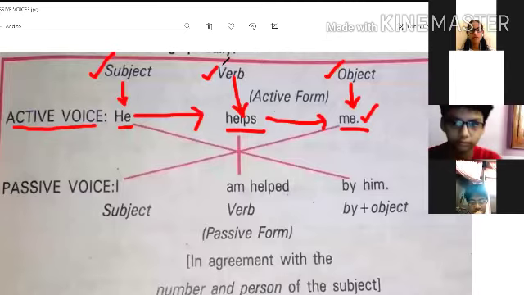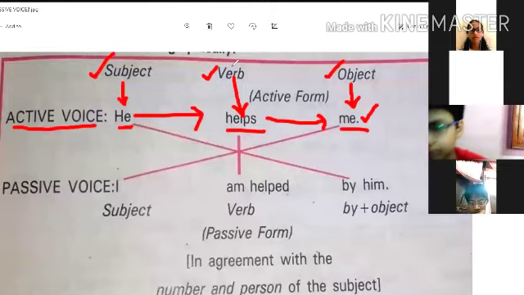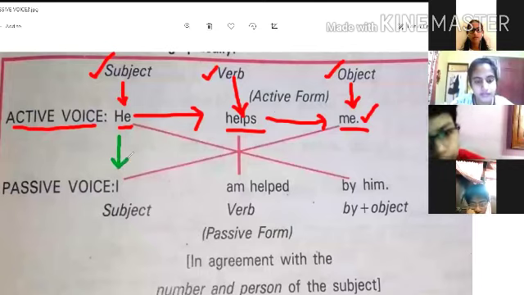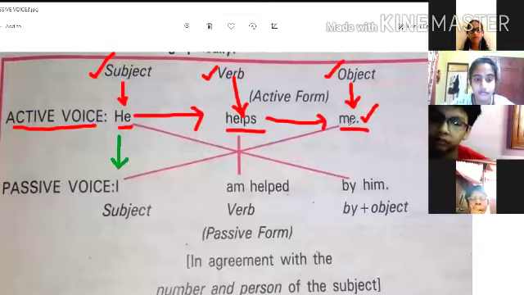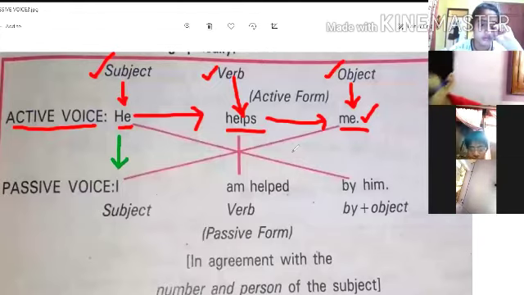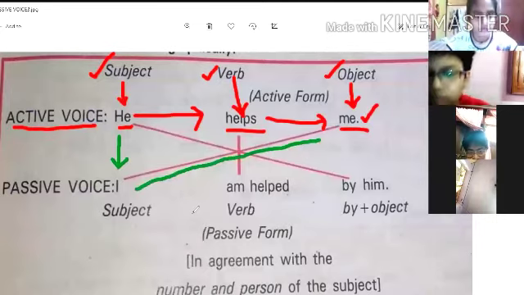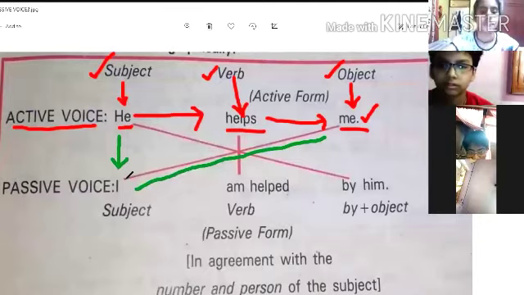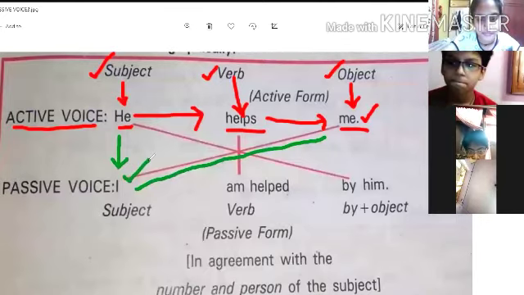Now how do we convert it into the passive voice? Let us look at it as well. It's not very difficult. Again, the very first word which comes in a sentence is known as the subject. So here the subject is I. We are not using he. Why? Because the object in the active voice becomes the subject in the passive voice. Look at this line. Me was the object in the active voice, so it is becoming the subject in the passive voice. This is what I was trying to tell you.